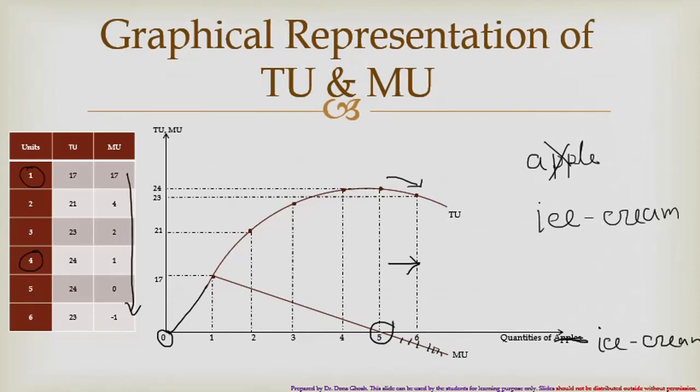On the x-axis, we have measured ice cream, and on the y-axis we have measured the total utility and the marginal utility.